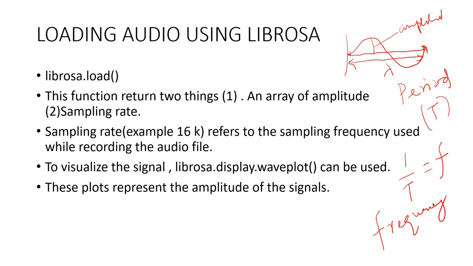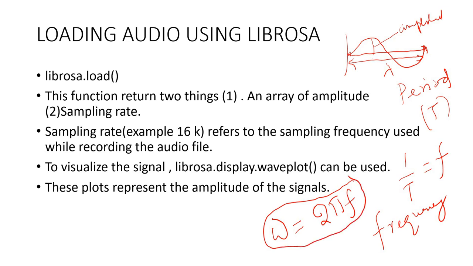Another term related with wave is the angular frequency. We call it omega. Omega is equal to 2 pi f. This is the equation: omega is equal to 2 pi f, where f is the frequency. This omega is known as the angular frequency. These are some fundamental concepts related to wave.